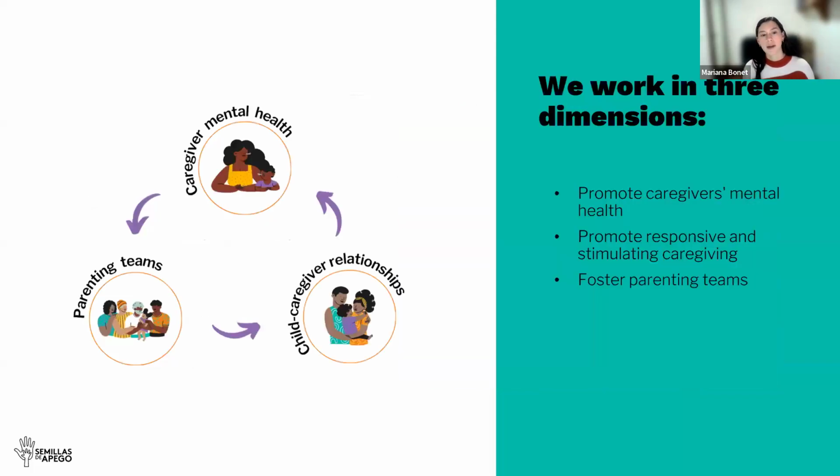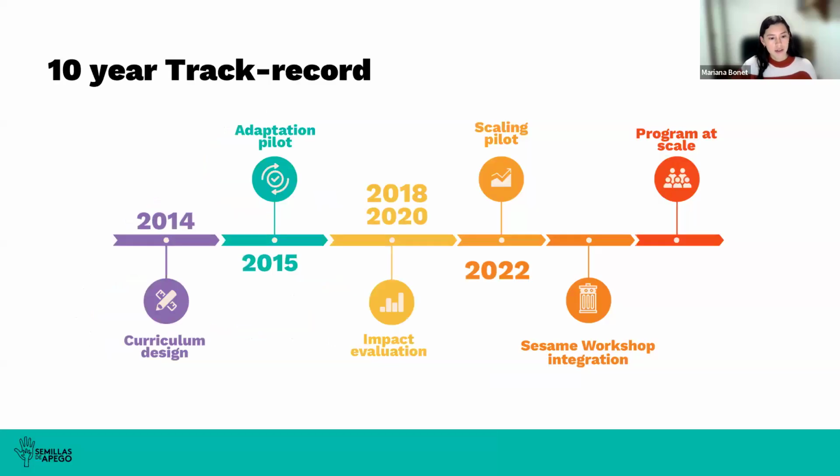We work in 3 dimensions: caregiver mental health, child-caregiver relationships, and parenting teams. The program began in 2014, and throughout these 10 years, we have been able to explore and collect the evidence of the impact of the program. If you'd like to learn more about the program, on the Resource Hub, you can access the Semillas de Apego website, its Instagram, and its brochure.